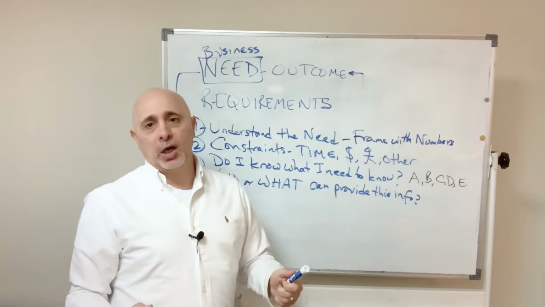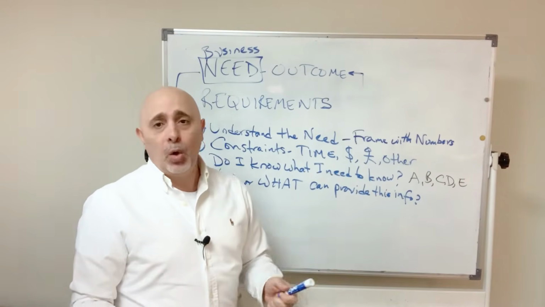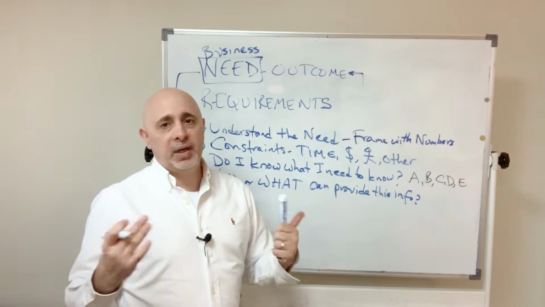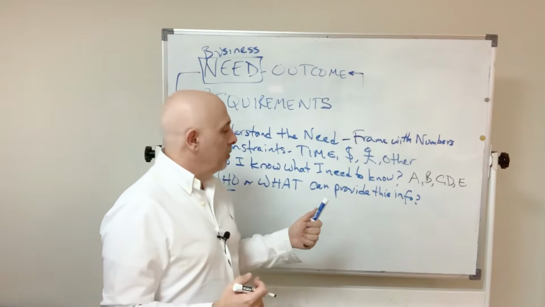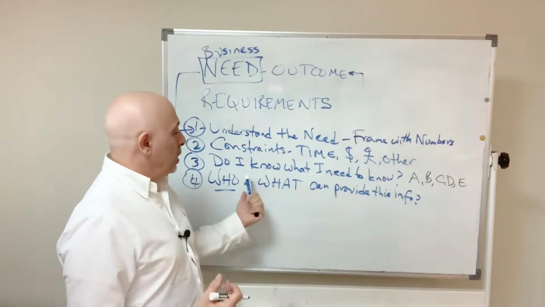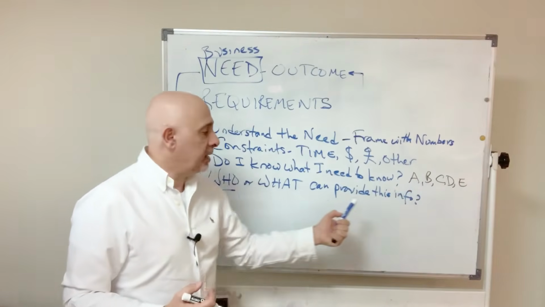It is probably a document. It is probably something that is published on the internet, or maybe it's a supplier that you need to get in touch with who can provide you such information. So here what you want to do is connect the who, which is a person, with the information that you need to collect.